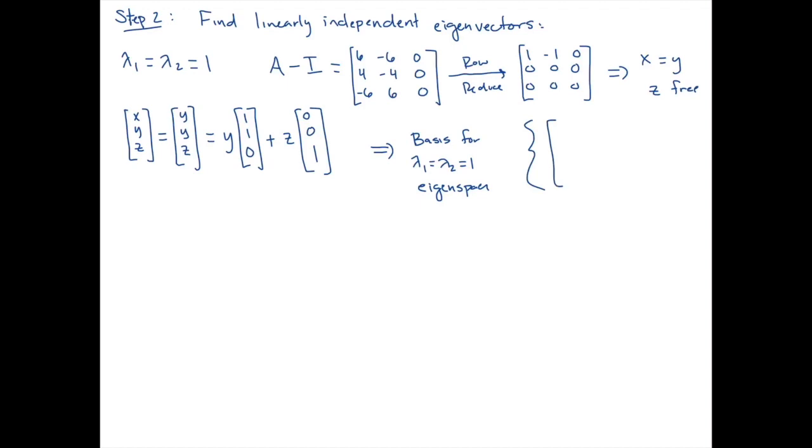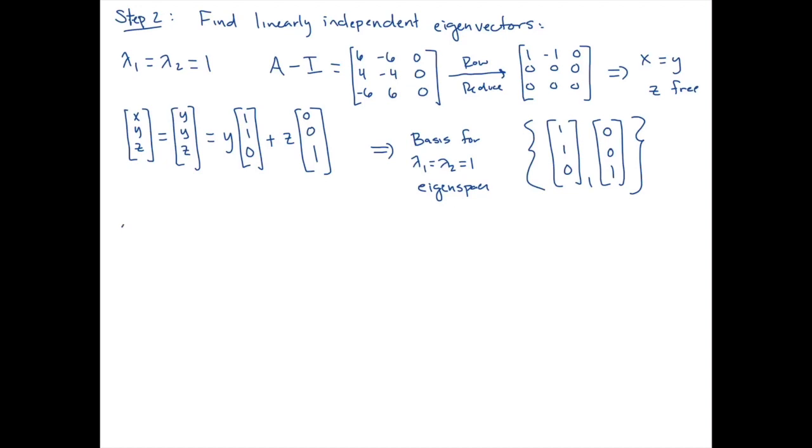And that basis is given by 1, 1, 0, 0, 0, 1. Okay? Now, the important thing here is that we found two vectors. And that's actually going to be a good thing, as we'll see in a minute.